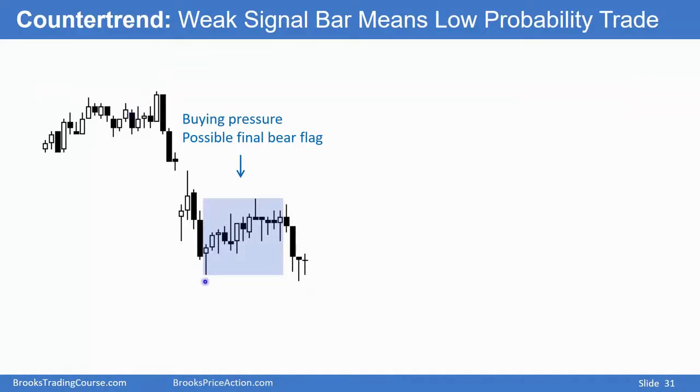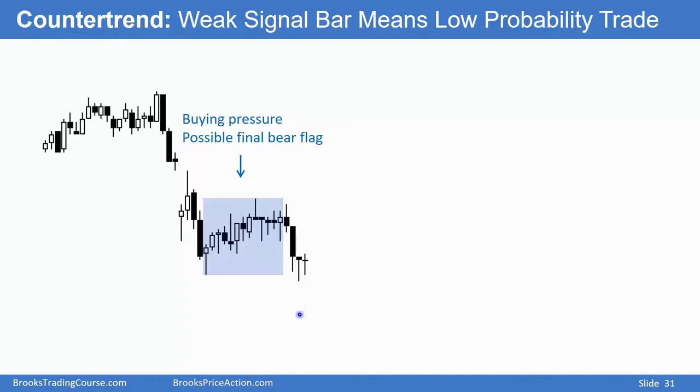Okay, we got a bear trend, and we have a tight trading range. A tight trading range late in a bear trend often becomes the final bear flag. Also, there's buying pressure. A tail, reversal up, a lot of bull bars in here. That increases the chances that a bear breakout will fail.